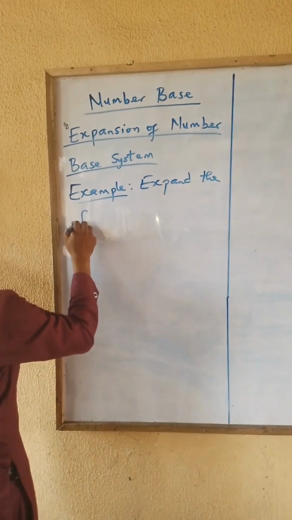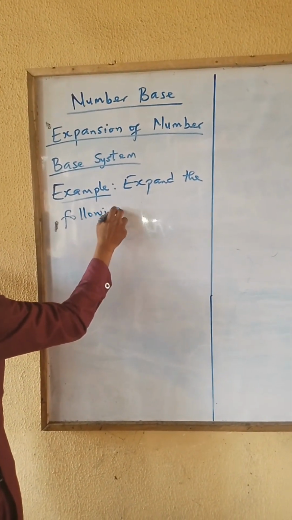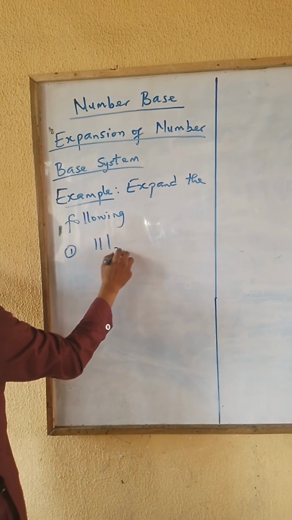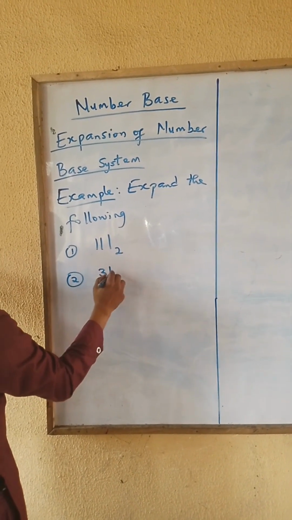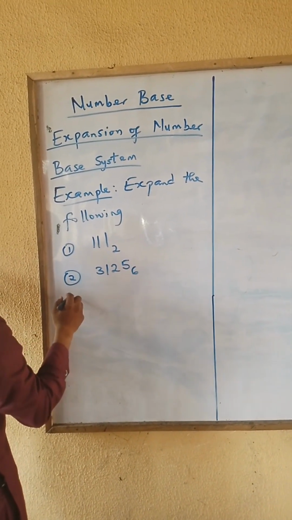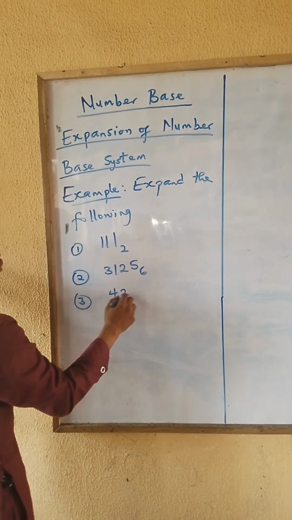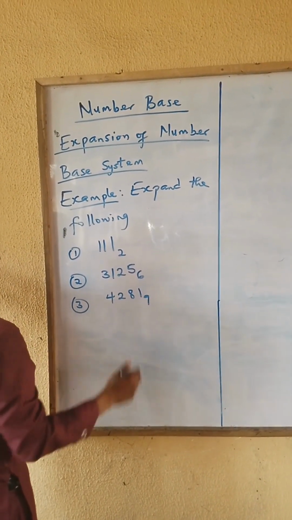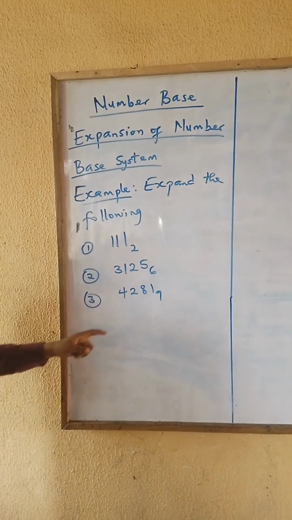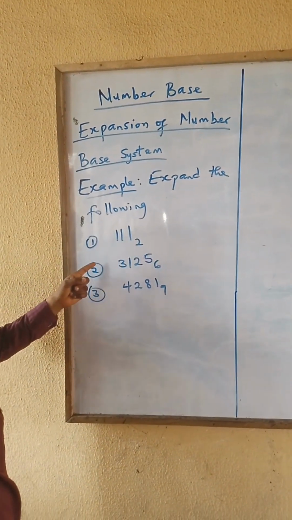Expand the following. Number 1, we have 111 base 2. Number 2, we have 3125 base 6. Number 3, we have 4281 base 9. The first thing that I want you to know is that the base must be greater than all the digits that you have here.